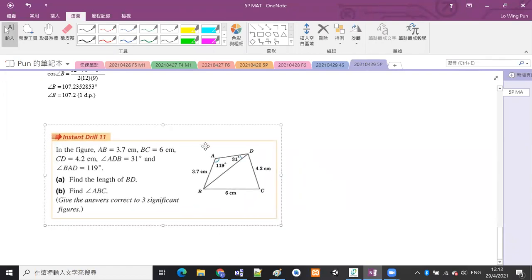Okay, so in the figure, AB is 3.7 cm, BC is 6 cm, CD is 4.2 cm, and then angle ADB is 31 degrees and angle BCD is 119 degrees. Find the length of BD. Length of BD. Okay.